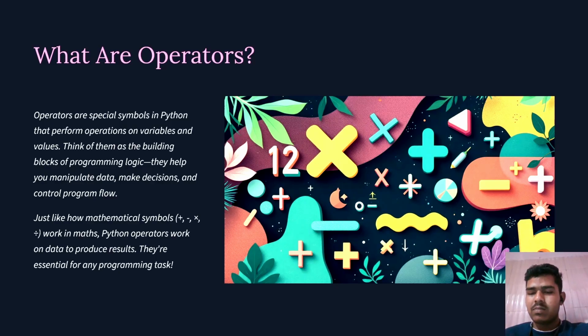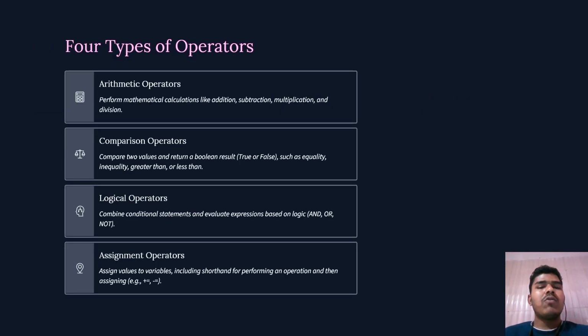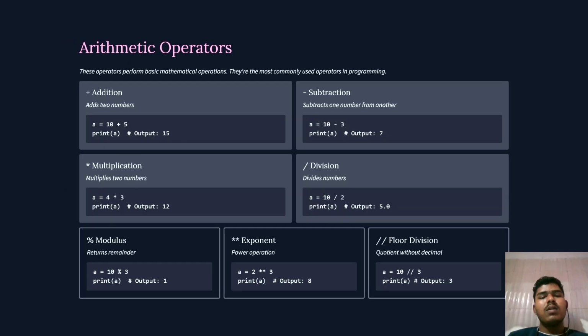So there are four types of operators. First one is arithmetic operators, and second one is comparison operator, and third one is logical operator, and fourth one is assignment operator. So the first one is arithmetic operator. Arithmetic operators math calculations के लिए use होते हैं, in which there are seven types of arithmetic operators.